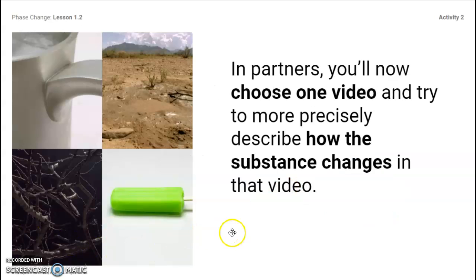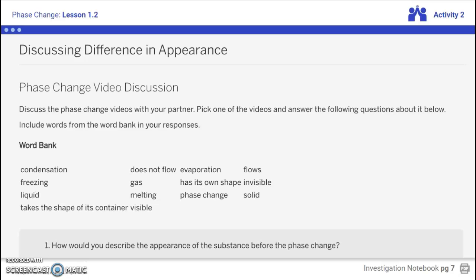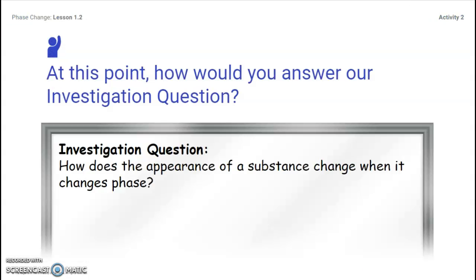In partners, you're going to choose one of the videos and try to describe more precisely how that substance changes in that video. If you look at activity 2, it's going to step you through that process, and you are going to describe what happened in the phase changes and answer the questions below. You can pause the video now to do that part of the lesson.